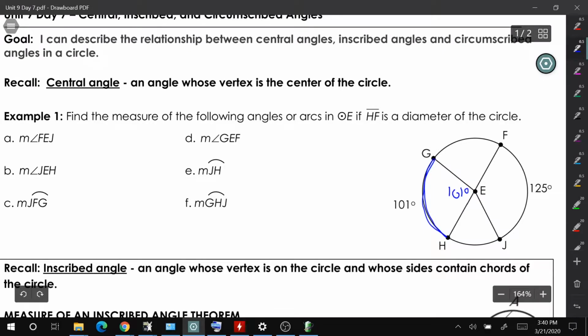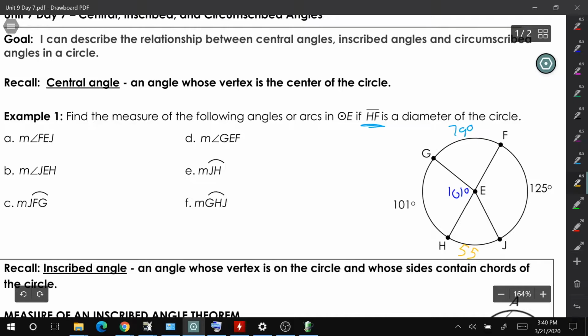It says HF is a diameter, so that means this arc right here needs to be 180 degrees. 180 minus 101 gives us 79 degrees. And then we know the whole circle has to be 360 degrees. So then I will do 360 and I will subtract those three numbers, 79, 101, and 125, and we're left with 55.